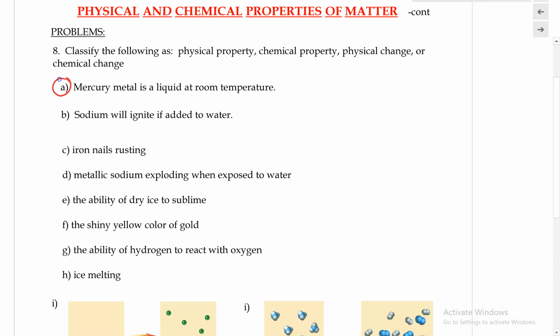So first, A, mercury metal is a liquid at room temperature. So we see that it looks like a liquid, it is a liquid, so clearly we are referring to a physical property of it, right? So therefore this is a physical property. That something is a liquid.